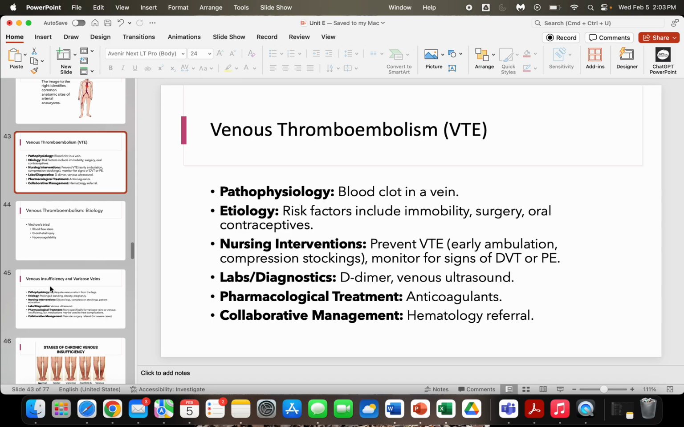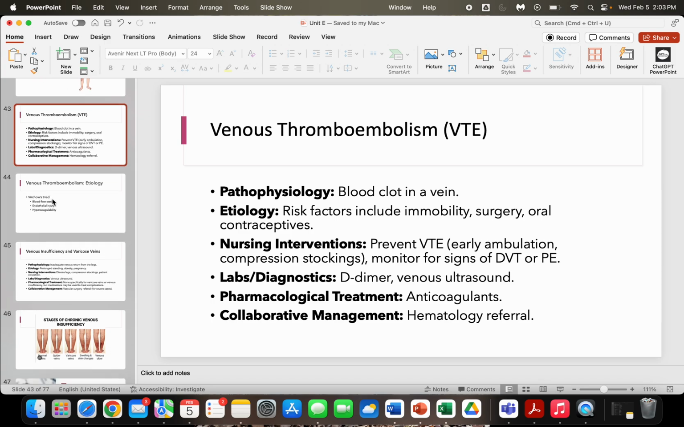Let's talk about this. We talked about arterial insufficiency. Now we're going to talk about the venous part of this, what we call a venous thromboembolism. A venous thromboembolism is a blood clot that is in a vein. Sometimes patients who've traveled for a long time, sat for a long time, or people who lay in hospital beds for a long time are at risk for venous thromboembolism. The less mobile someone is, the less circulation is happening, and the higher their risk of this occurring.